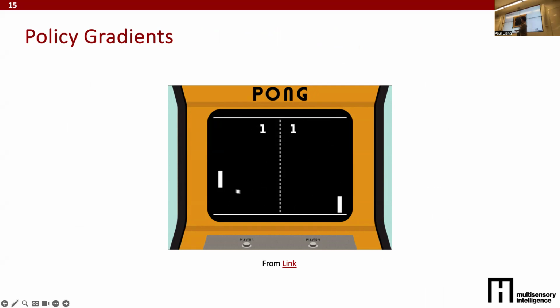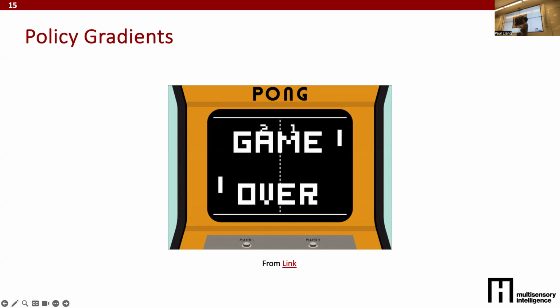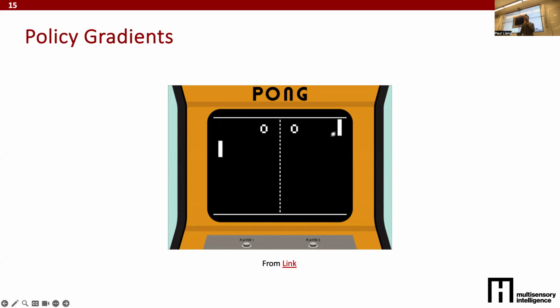So your goal is to control one of these paddles against your opponent, and your two options are to move up or down to bounce the ping pong ball back towards your opponent's side. You win a point if you manage to get it across. You lose a point if you let the ball in on your own side.